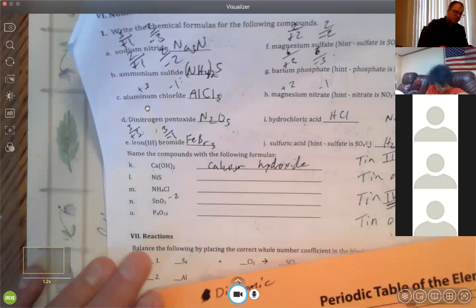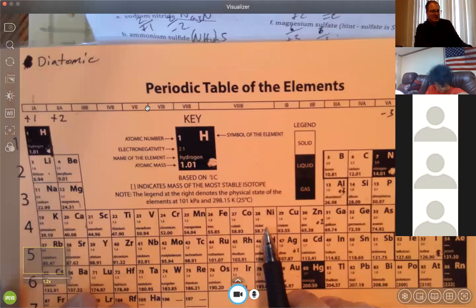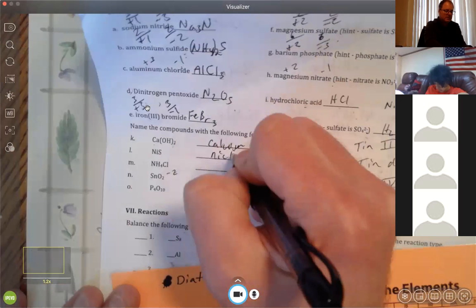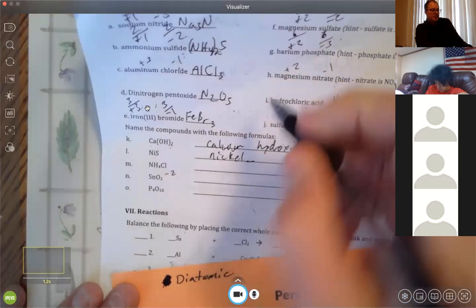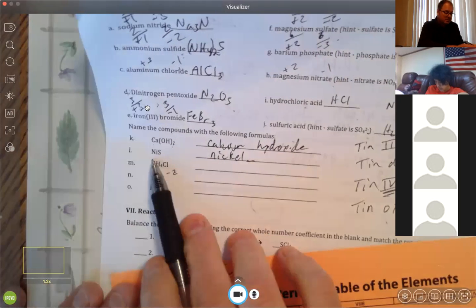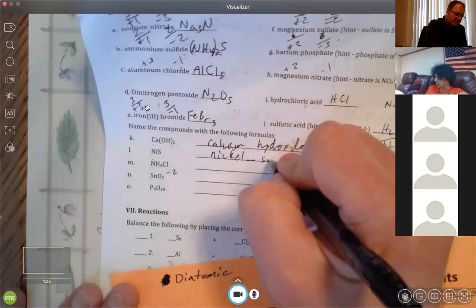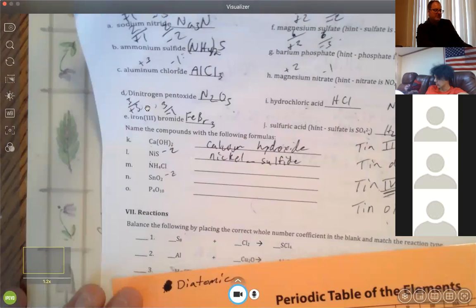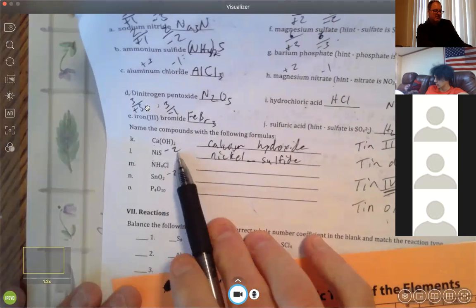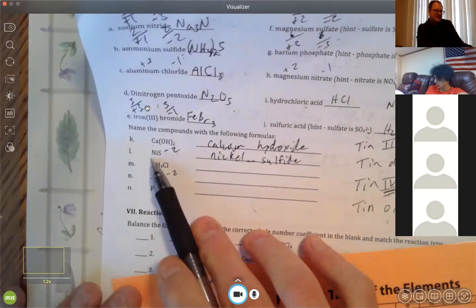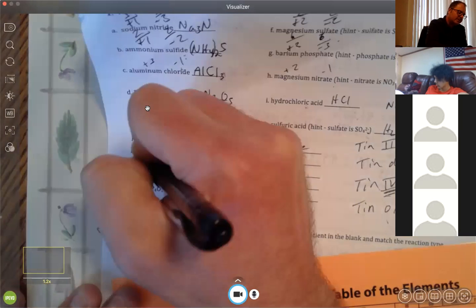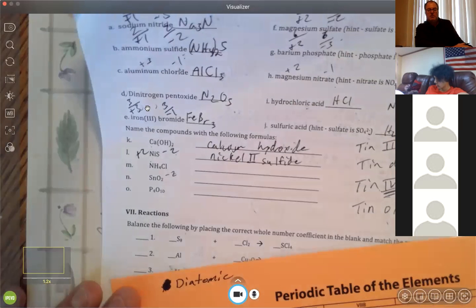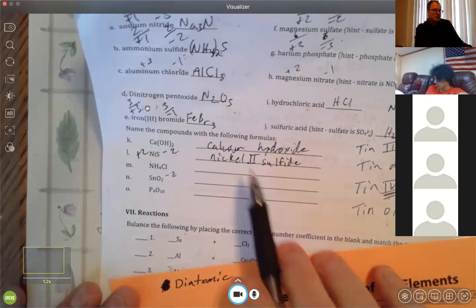NiS, nickel, is not in group 1A, 2A, silver, zinc, or aluminum. So nickel gets what we call a Roman numeral. That Roman numeral determines or tells us the charge of the nickel. Sulfur becomes sulfide, and it has a -2 charge. Since we only have 1 sulfide, that's a total of -2. We only have 1 nickel that has to cancel that out. That means that 1 nickel must have a +2 charge. We denote that by drawing the Roman numeral.